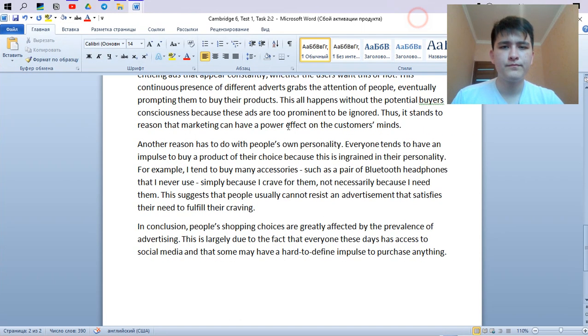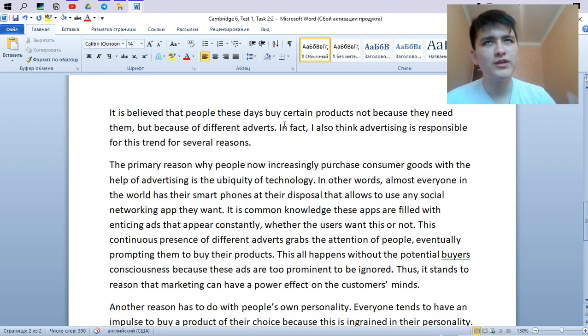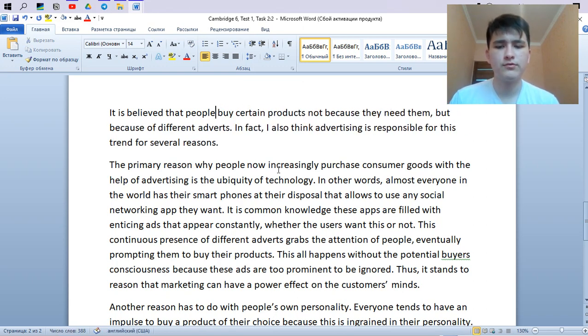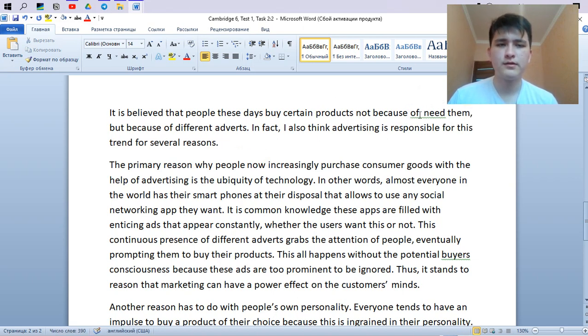Okay, I guess that's it. Now we can proofread and try to correct some of our mistakes. Reading out loud really helps, right? Like practice the skill. It is believed that people these days buy certain products not because they need them, but because of different adverts. Or let's just say not out of necessity, but because of different adverts.